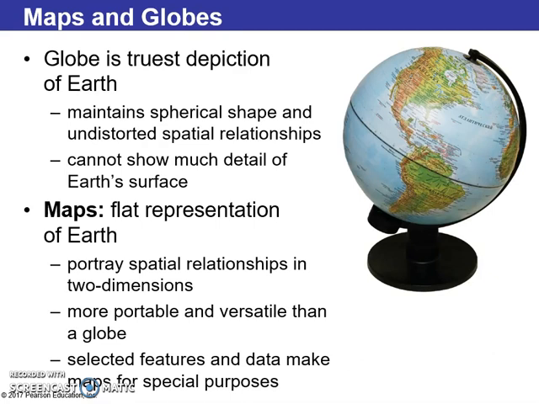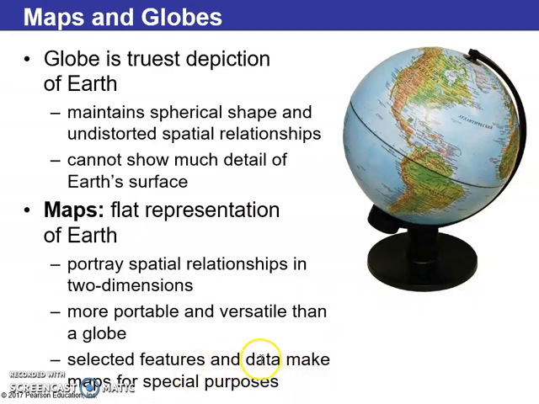So we look at maps and globes, and we talk about geography, which is the Earth and mapping it. And really we see the globe as being the most accurate and symbolic tool we can use to show the detail of the Earth's surface. Maps are a flat representation of Earth, so they'll have some distortion. They portray spatial relationships in 2 dimensions. So you're really taking 3 dimensions and putting it into 2. So it makes sense there's some distortion.